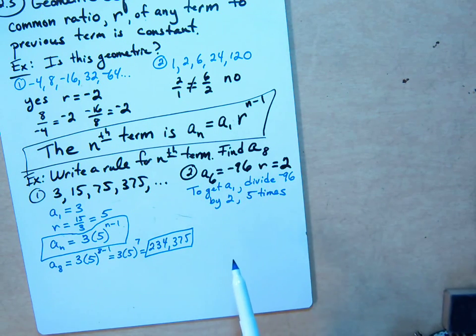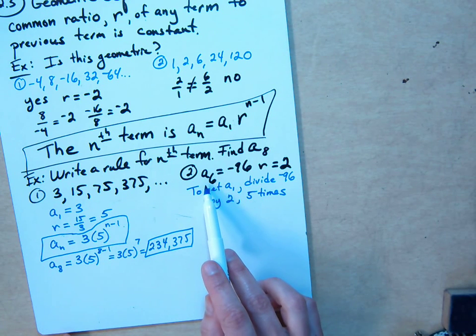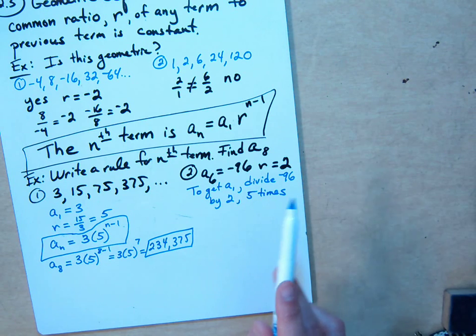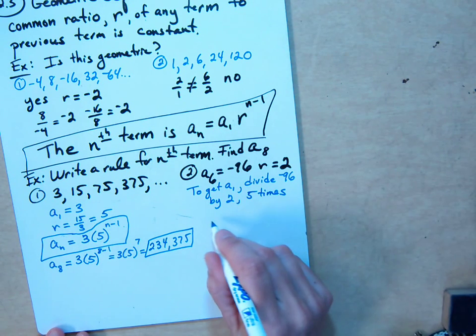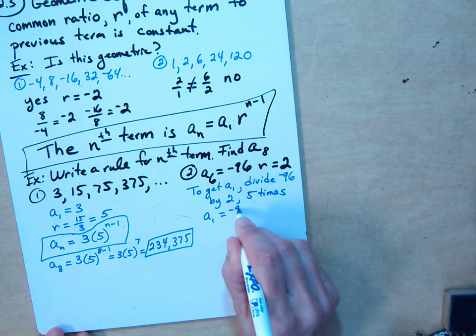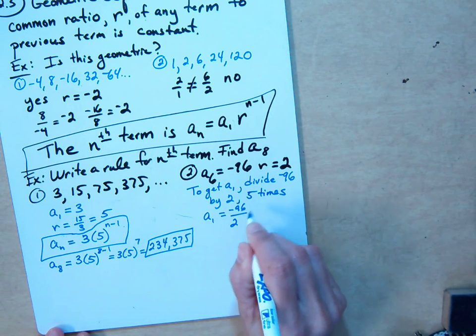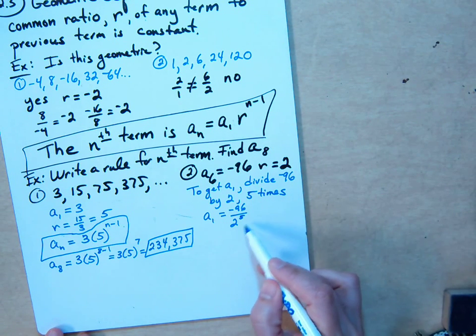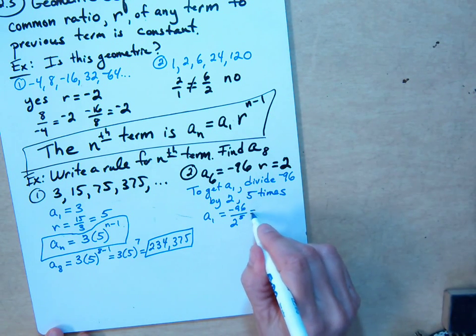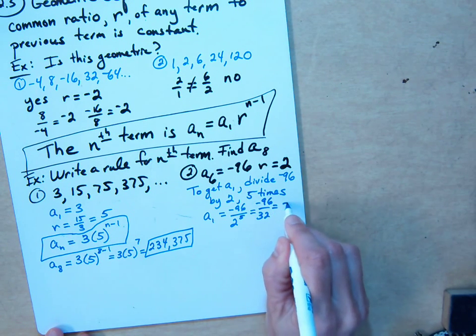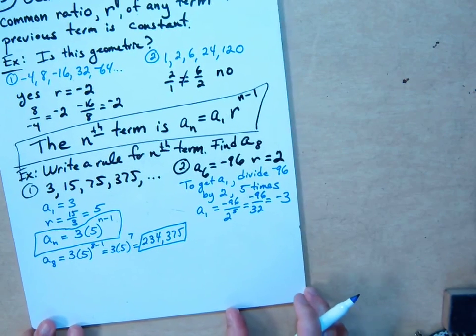So it's 5 times. What if we were given a sub 11? How many times would we do it? 10 times, right? Okay, so let's do that. So a sub 1, you don't need to memorize a formula. You would just do negative 96 divided by 2 to the 5th power. That's what dividing by 2 5 times means. So that gives you negative 96 over 32, or negative 3. So that's a sub 1.